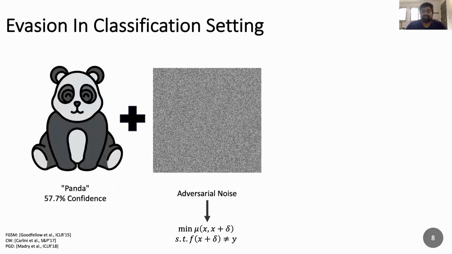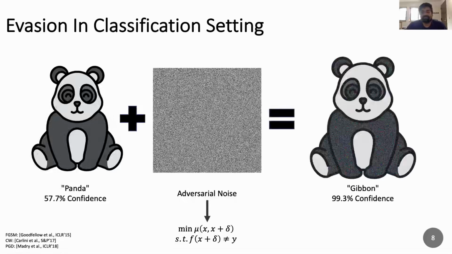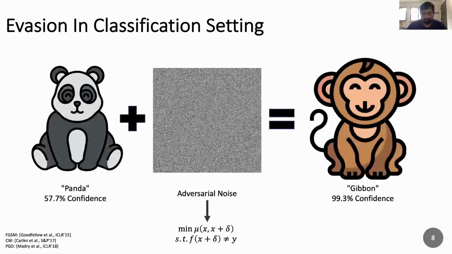This noise is generated by these optimization functions, which minimize its perceptibility while ensuring that it induces a misclassification. Some commonly used attacks are the fast gradient sign method, the Carlini-Wagner method, and projected gradient descent. Finally, this noisy panda is misclassified by the network as a gibbon instead of a panda. For reference, this is a gibbon.